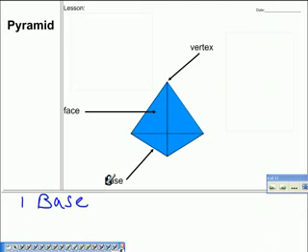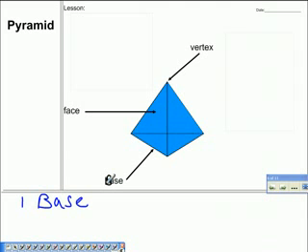Does anybody know the difference between when we write base with a lowercase b and a capital B? Lowercase b base means it's a line segment, like the base of a triangle is a line. A capital B means it's a shape. It's the base of a three-dimensional object, so it's an entire shape, a triangle, a rectangle, a pentagon. So that's the difference. In a pyramid, we have one base.